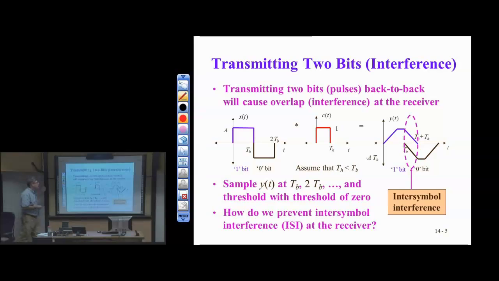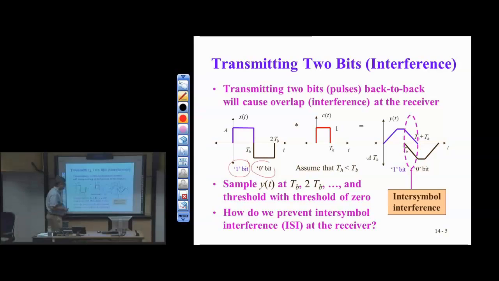All right, so let's go ahead and transmit 2 bits. And we're going to see if they interfere with each other at the receiver. So I'm going to transmit 2 bits or pulses back to back, and this will cause overlap, or what's known as intersymbol interference at the receiver. So here I send a bit of value 1 and a bit of value 0 back to back. I send the 1 and I send a 0, and I don't wait. I just send it.